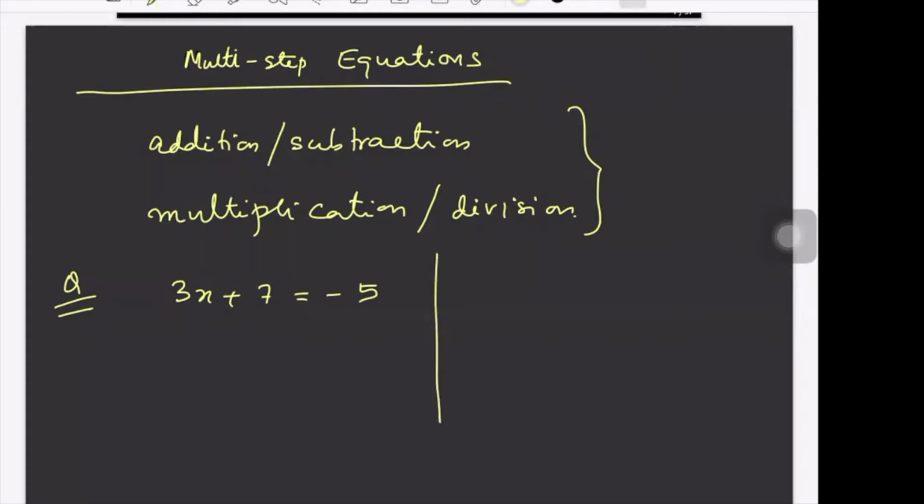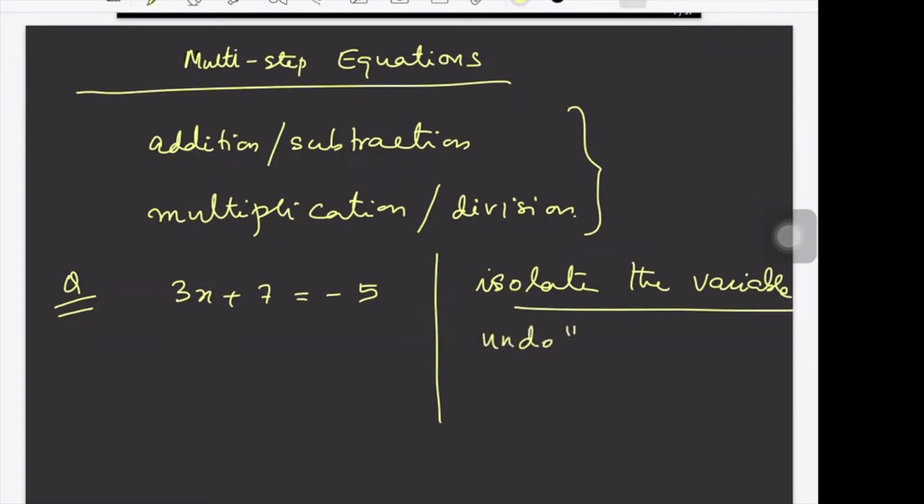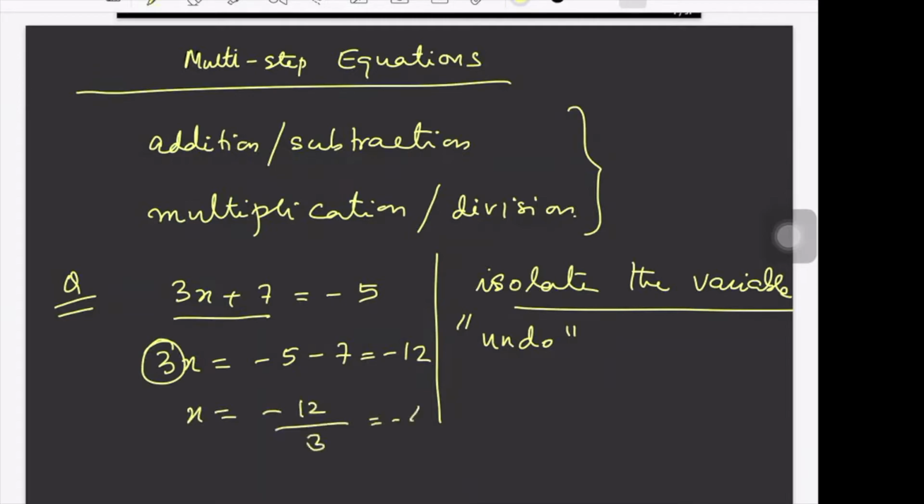The whole idea is we have to isolate the variable. So you have to keep undoing the operations one by one. First of all, you have to undo that 7. So we have 3x is equal to minus 5 minus 7, which is minus 12. Now we have to undo the 3, so you have to divide by 3. So x is equal to minus 12 divided by 3. So it is minus 4.